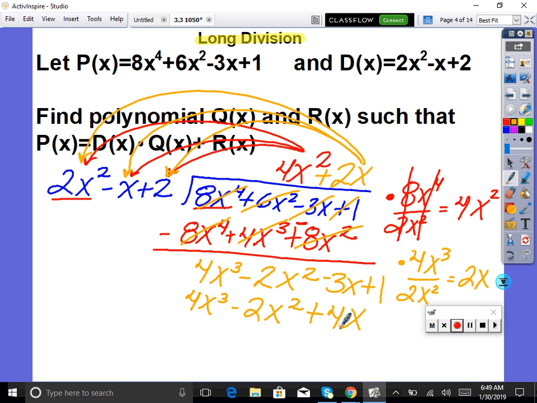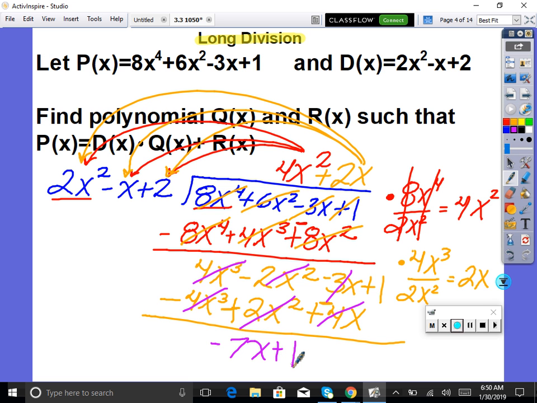Now we change our sign. Change our sign. And now we'll add straight down, combining like terms here. 4x cubed minus 4x cubed is gone. Negative 2x squared and positive 2x squared also cancel out, which is fine. Keep going. So then, negative 4x minus 3x, negative 7x plus 1.